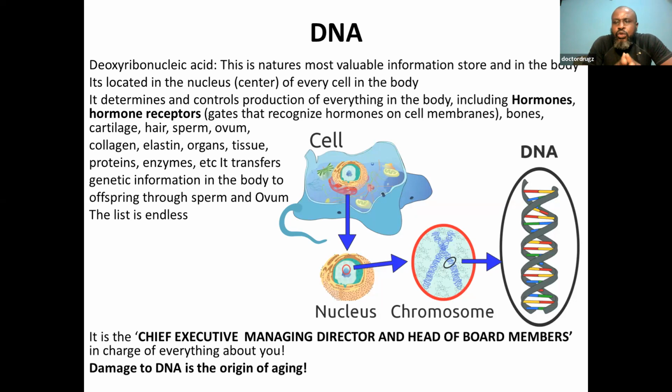So damage to DNA as a result of attack by free radicals is the origin of what we call aging. So protecting your DNA from attack is one of the key factors necessary to prevent, reverse, or manage aging, as I'm going to show you shortly. Here's a picture of the cell with the nucleus and the chromosome and the DNA, which is nature's major information store and the chief managing director in charge of everything about you.